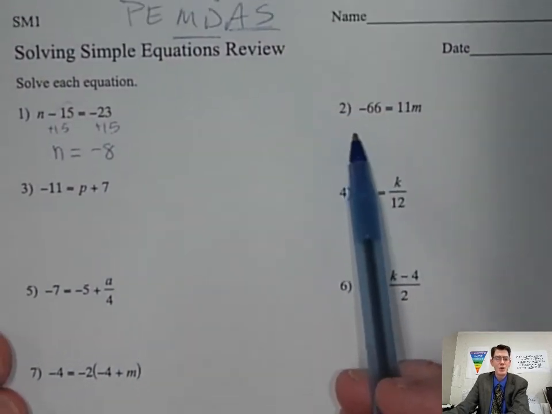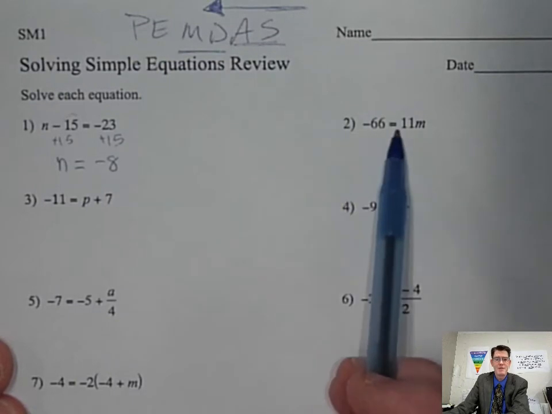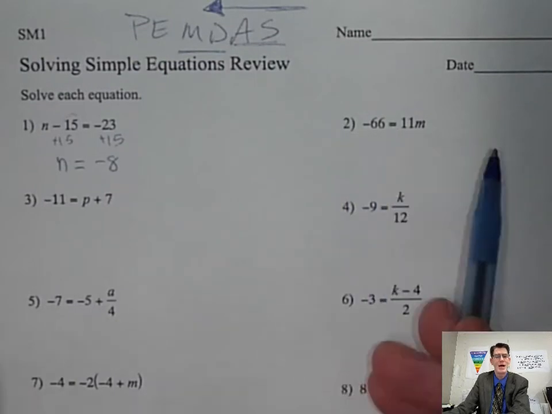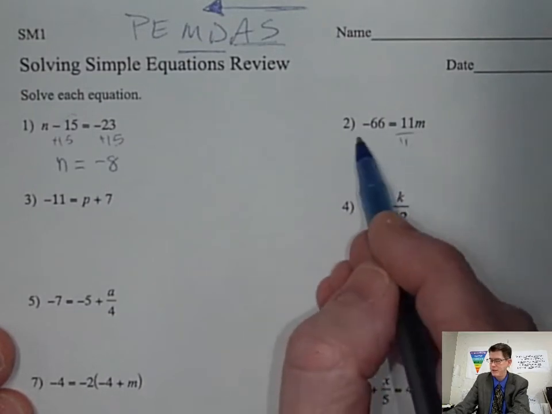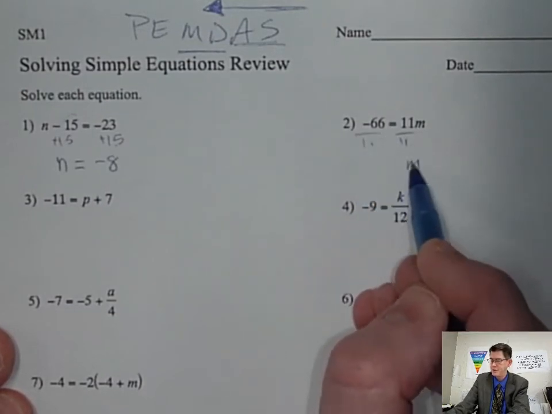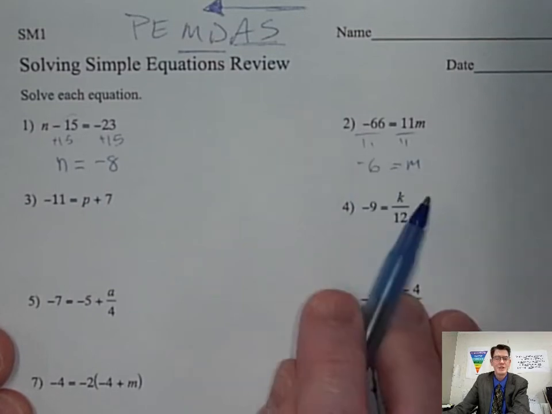Similarly, in undoing the operation, if this is 11 multiplied onto m, we undo that with the opposite operation. We divide by 11 on both sides. So m equals negative 6.